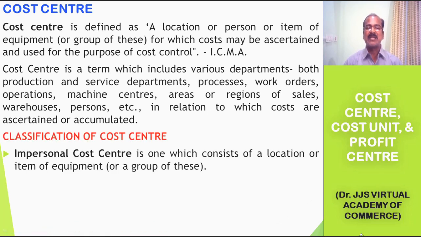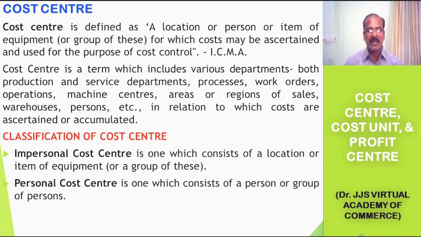Let us look at the classification of cost center. The first classification of cost center is impersonal cost center. It is a cost center which consists of a location or an item of equipment or group of these two. The meaning of personal cost center, which means a cost center that consists of a person or group of persons for which cost may be computed or ascertained.